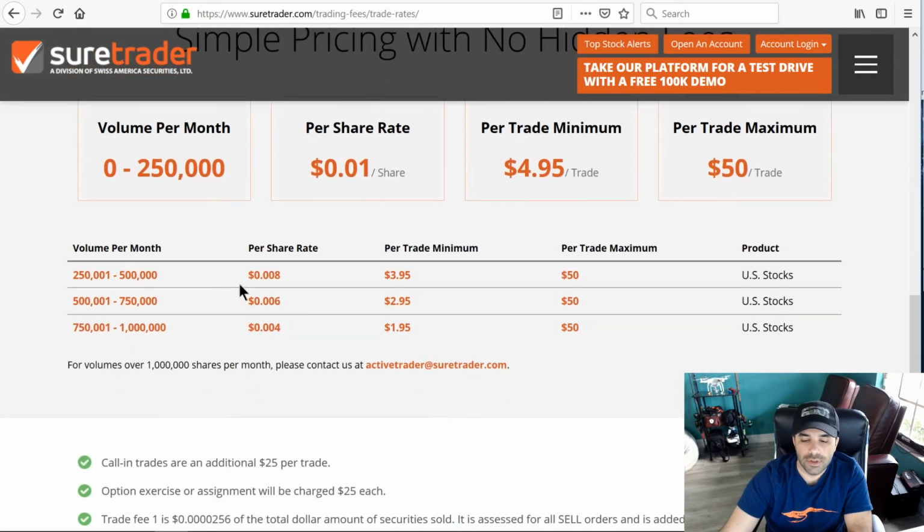Then you have the per share cost. They'll charge you a cent per share, with a minimum of $4.95 per trade. Okay, so if you trade a lot of shares or a little bit of shares, they'll work with you in that sense. Do not use the SureTrader web platform.